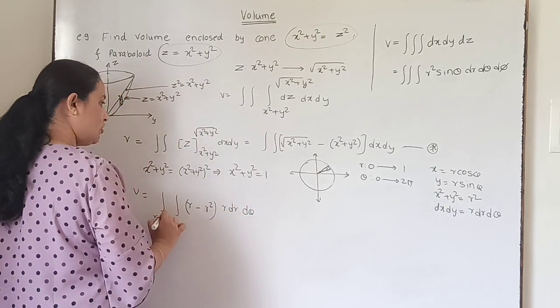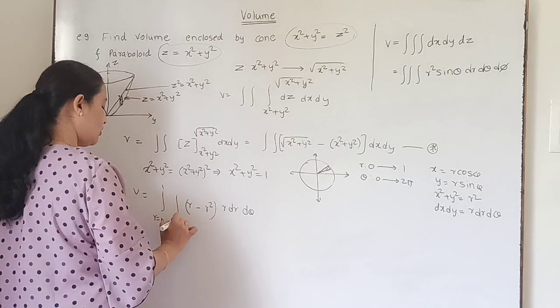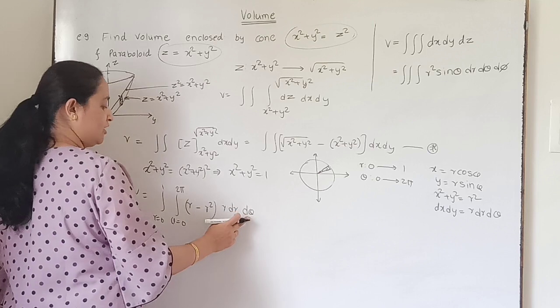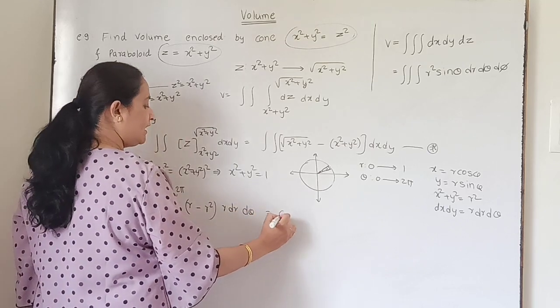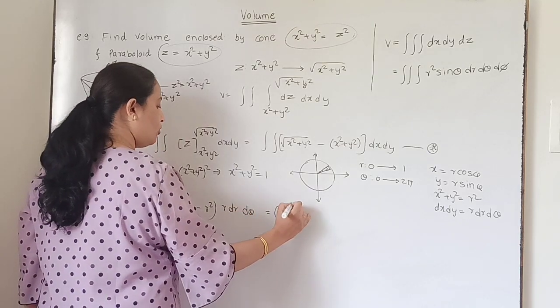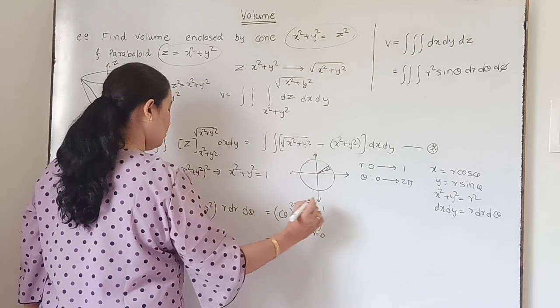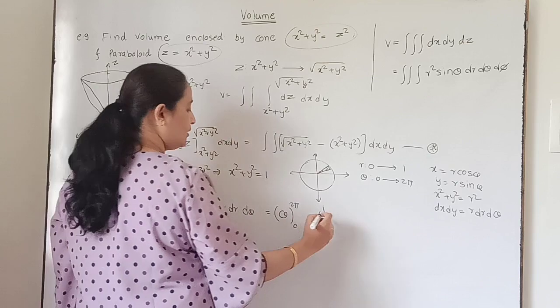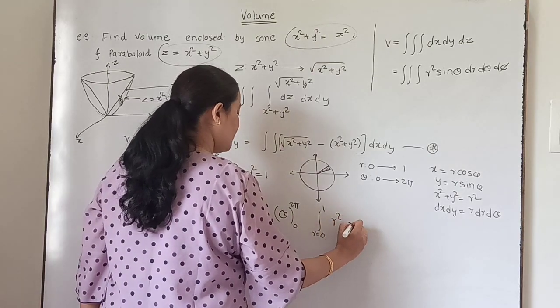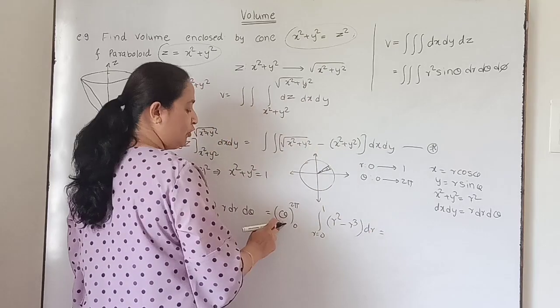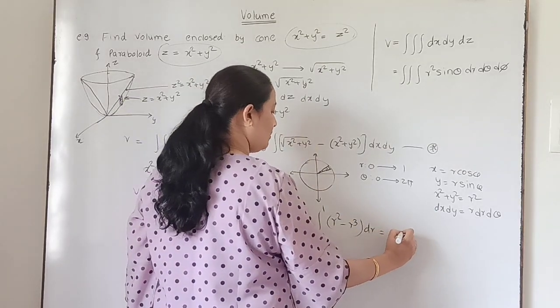Limits for r are 0 to 1 and limits for theta are from 0 to 2 pi. If I integrate with respect to theta, the integral of d theta is theta, with limits from 0 to 2 pi. r varies from 0 to 1. If I take this r inside the bracket, it is r square minus r cube into dr. If you apply limits here, it is 2 pi.